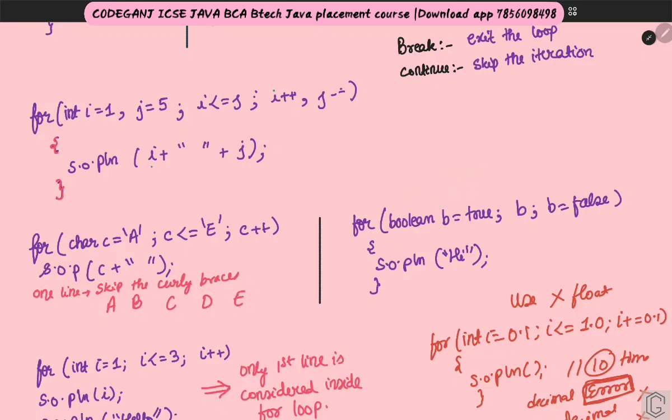You see, boolean b = true. So what it is saying: boolean b equals true. This is your initialization, this value is just initialization. So in b, what I have is true. Then you want to check the condition. The condition is what? The condition is b.